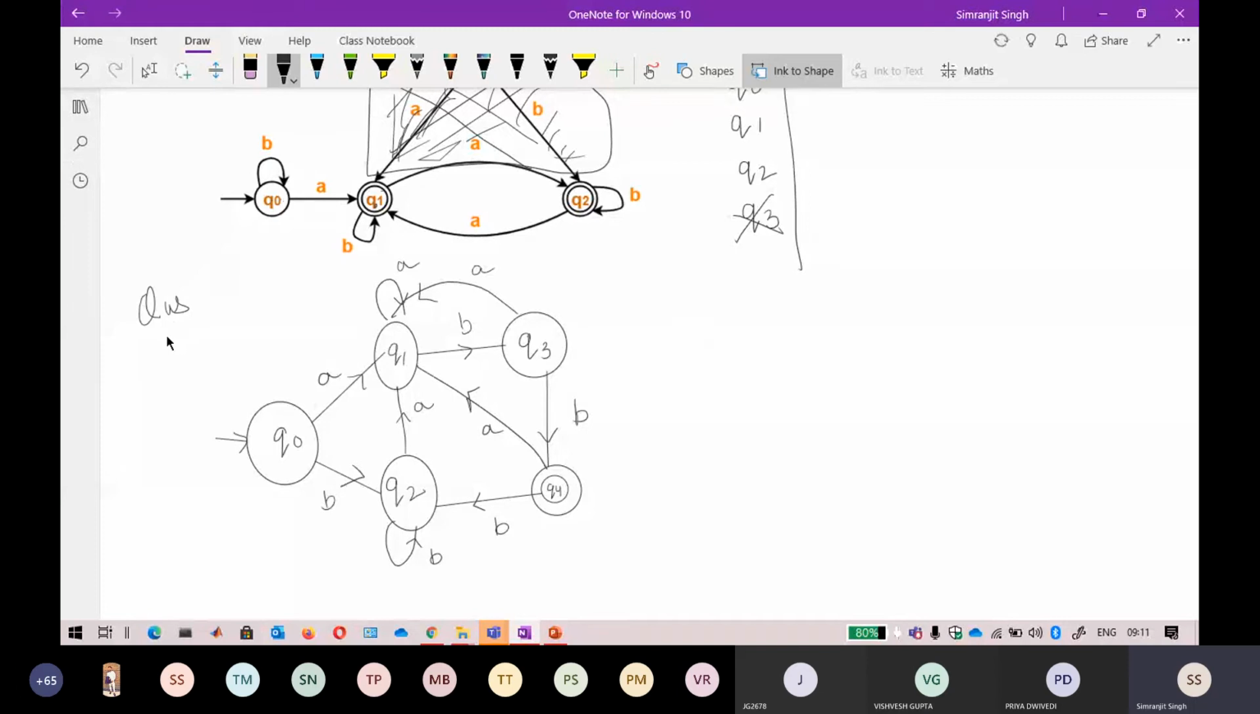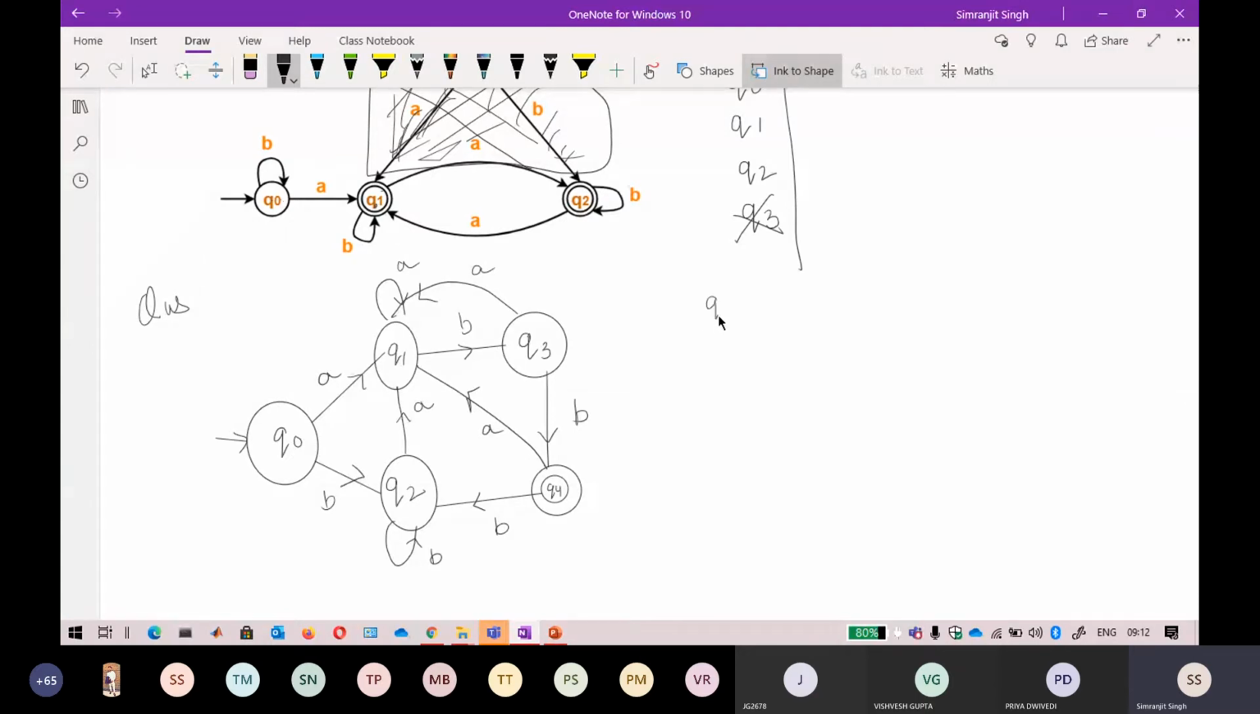Now in this question, the first step is to check that all the states are reachable from the initial state. From Q0 you can go towards Q1 easily. From Q0 you can go towards Q3 also, so this is reachable. From Q0 you can go towards Q2 also, and Q4 is also reachable. So all the states are reachable.